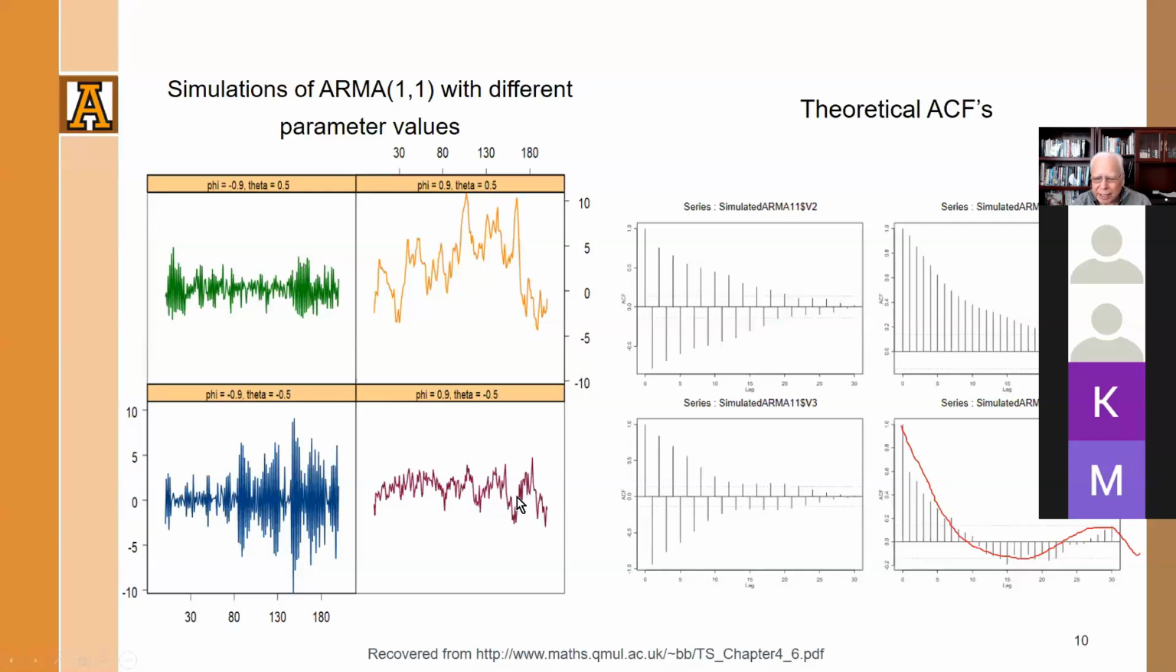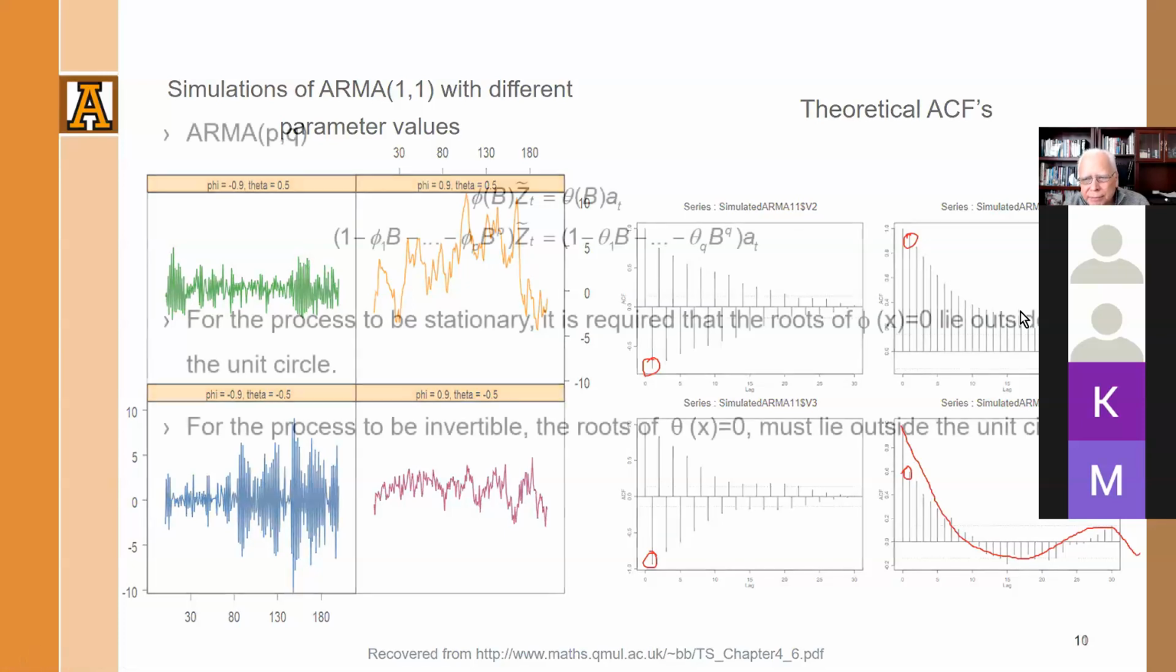Theta has a role only in the computation of the first autocorrelation. This one, this one, this one, and this one. Those are the only autocorrelations where theta is playing a role in the computation. Apart from this point, the behavior all depends on phi.